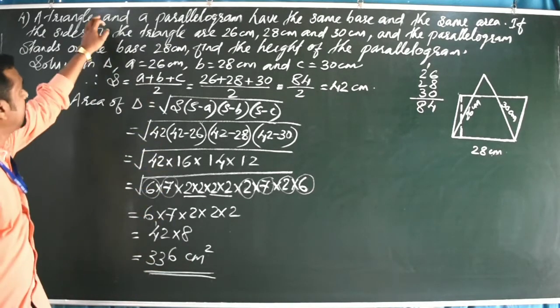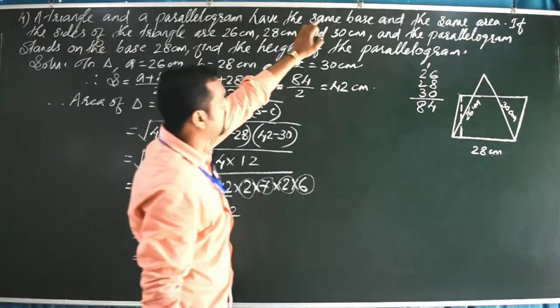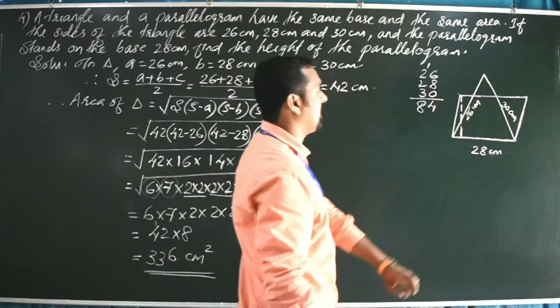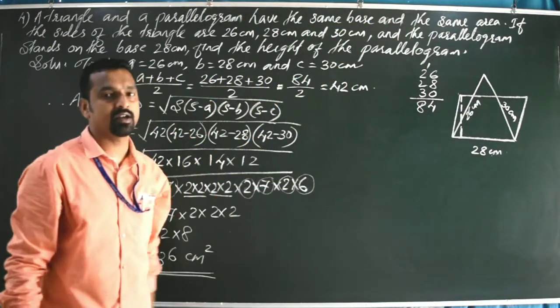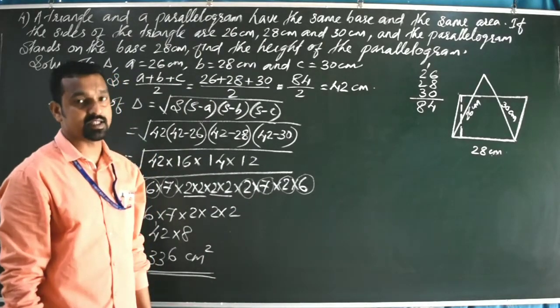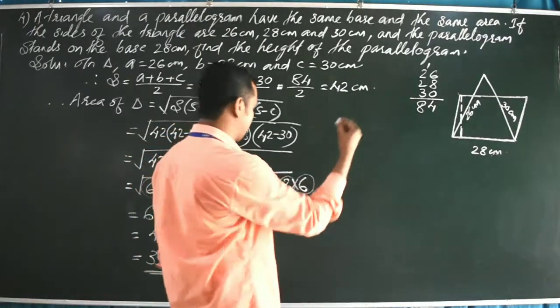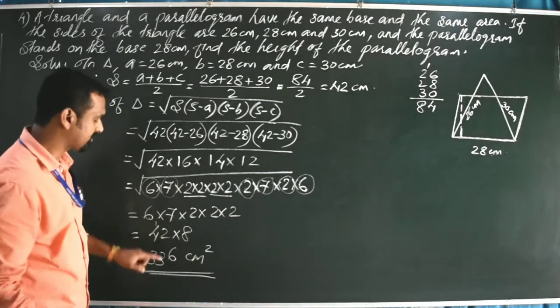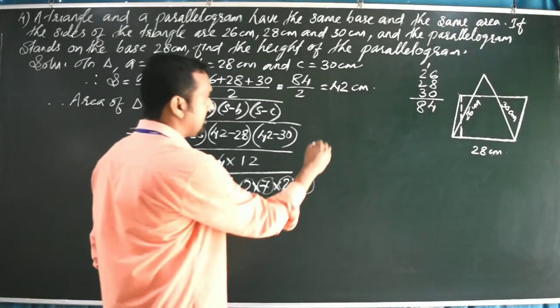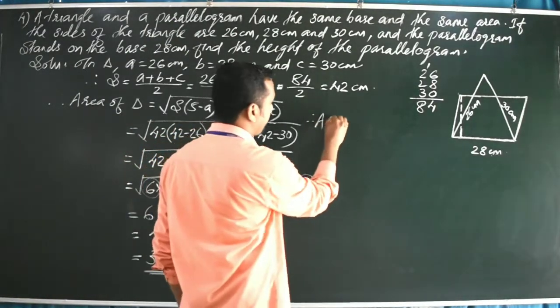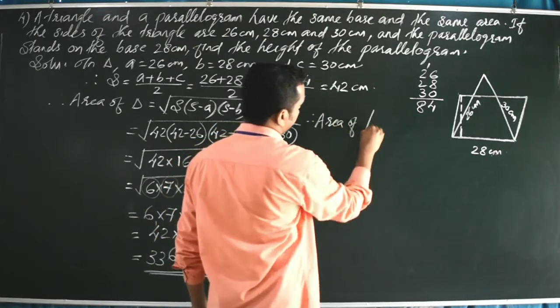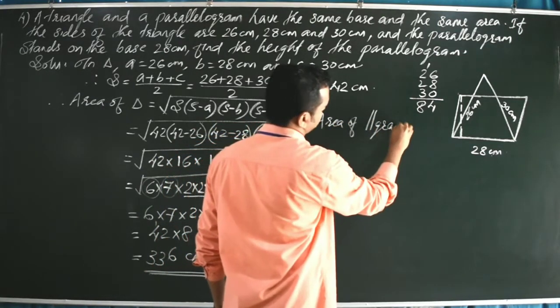Here it is given that a triangle and a parallelogram have the same base and same area. So their areas are also the same. Here we got the area of the triangle is equal to 336 centimeter square. Therefore we can write, area of parallelogram is equal to, what is the value?